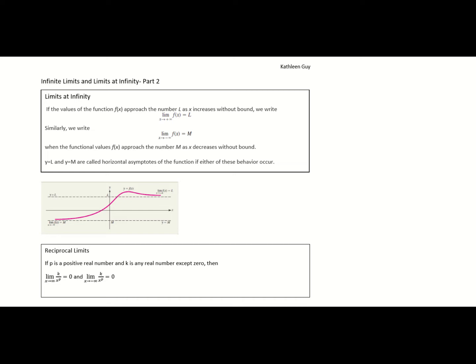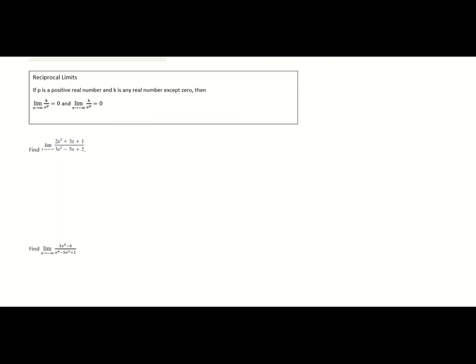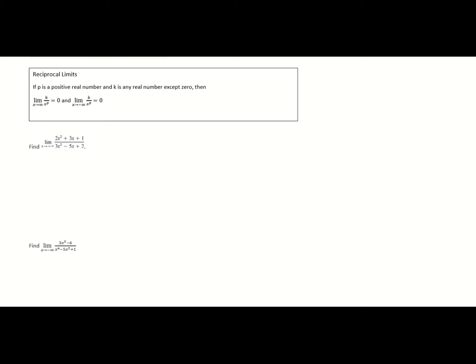Okay, so on top of that, another concept we're going to use is called the reciprocal limits. You have that if p is a positive real number and k is any real number except for 0, you have these two limits that are really good if you remember them. And they're easy to understand. The first one is the limit as x goes to infinity of k over x to the p is equal to 0. And then you have the limit as x goes to negative infinity of k over x to the p is also equal to 0.